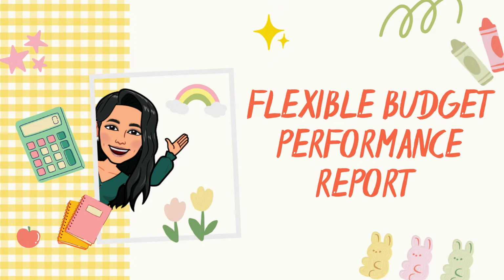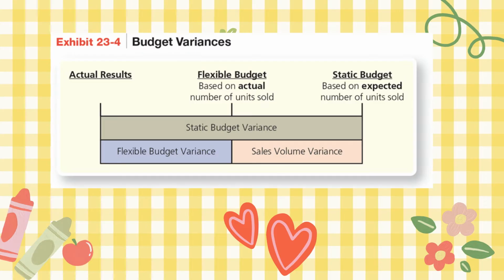Chapter 23, we're gonna do flexible budget performance report. Now, we have actual results, we have flexible budget, and we have static budget. Now, these two are budgeted numbers, but for the flexible budget, we prepare budgets at more than one activity level. So, I prepare a budget, for example, if I sell 8,000 units, 10,000 units, and 12,000 units.